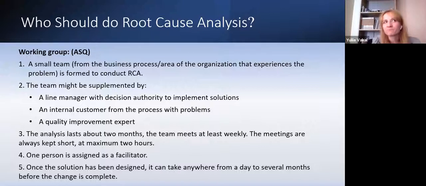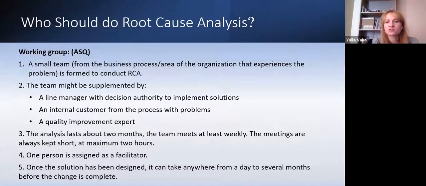Quite often, organizations invite someone external to help them with the general improvement process, implementing some methodology, and root cause analysis as well, just to train their people and introduce it to the organization.